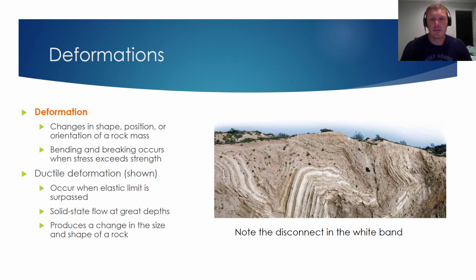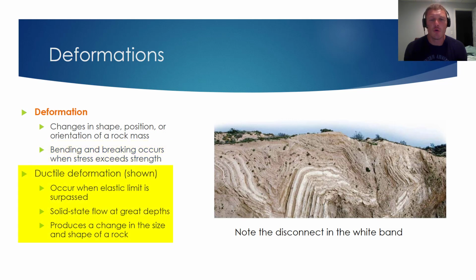The last consideration in this podcast are deformations. A deformation is a change in shape, position, or orientation of a rock mass. Scientists discovered that when stress is gradually applied to a rock, the rock's first response is to deform elastically. But at some point, bending and breaking will occur when the stress exceeds the rock's strength.